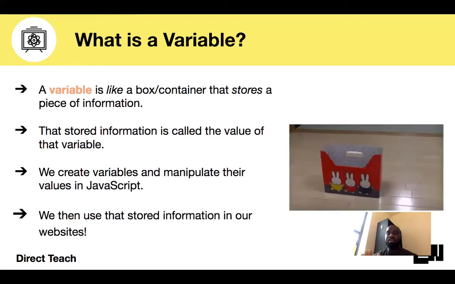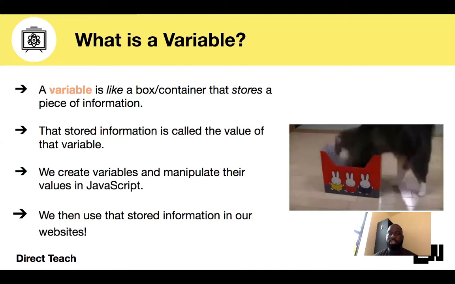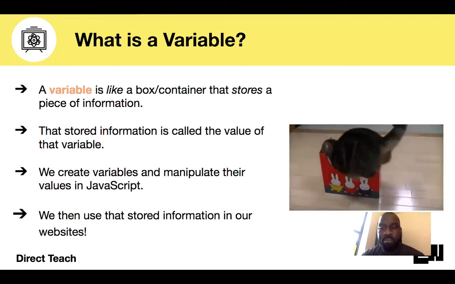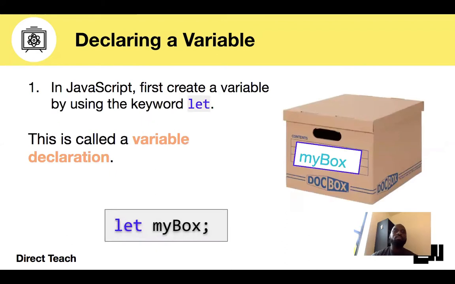And we use variables in JavaScript to manipulate data and apply data to different places. So we then use that stored information to make our websites, and they're a very, very powerful tool that every developer uses. All right, so in JavaScript, you have to declare a variable. And the way you declare a variable is using the keyword let, L-E-T, right? So we have the keyword let to declare the variable. That's how you start, that's how you make the box, right?